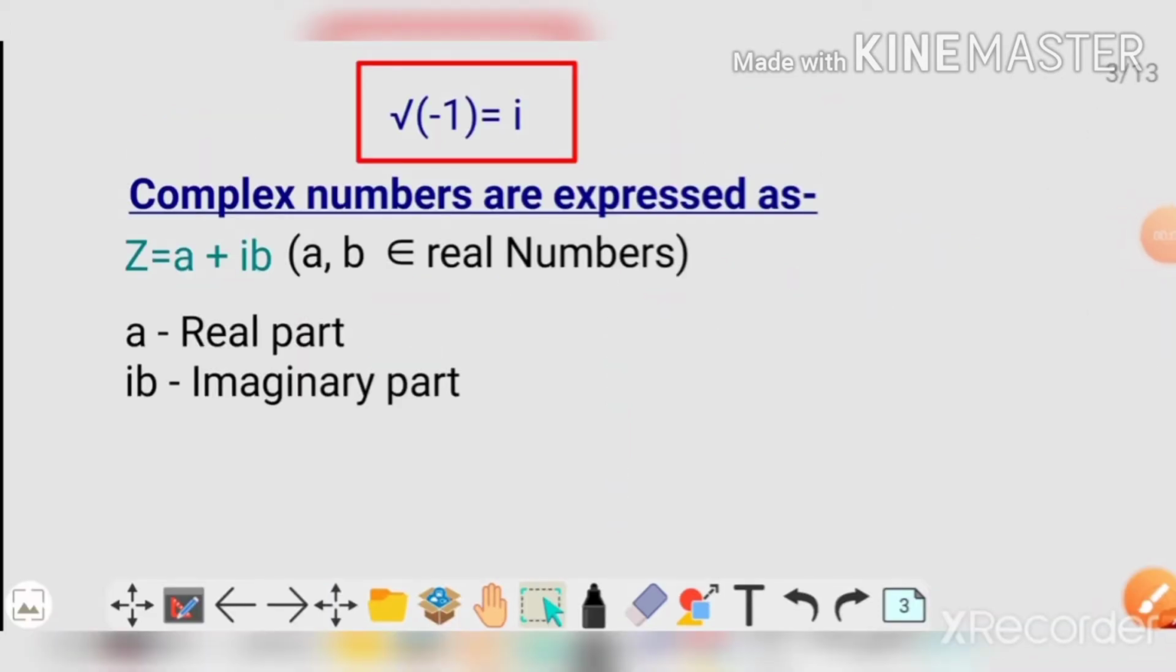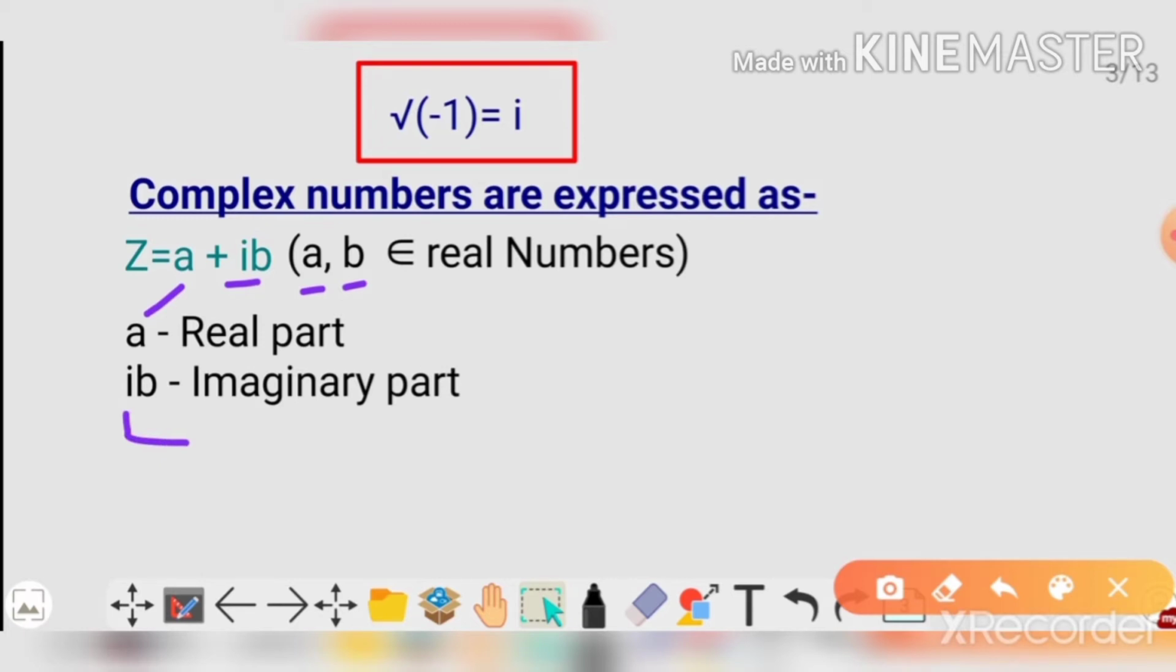So now complex numbers are expressed as z equals a plus ib. Okay. Here a and b are real numbers. They must be real numbers. They can't be imaginary numbers or complex numbers. Okay. And this part a is called the real part, and the second part ib is called the imaginary part because it contains the unit imaginary number i.